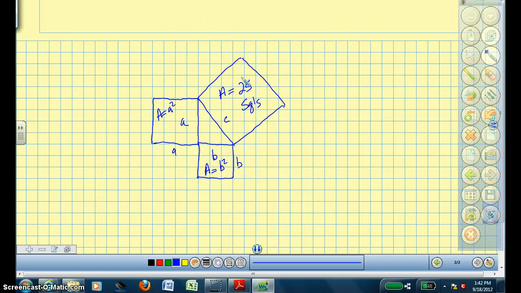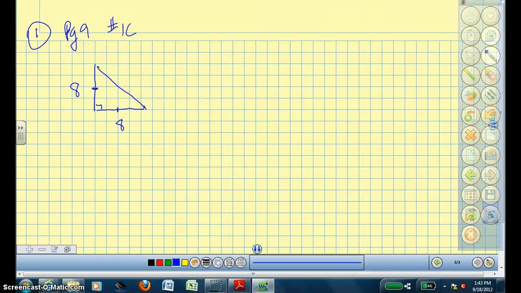Let's go on to an example. Okay, so I'm looking at question number 1 from page 9, question 1C. I've redrawn the picture from the textbook pages that are uploaded onto Angel. These little dash marks that you see here indicate that the two sides are equivalent. So in the textbook page, only one side is labeled. It just means that the other side is the same length.